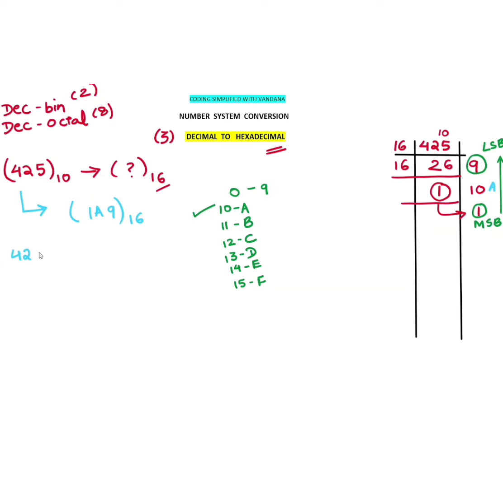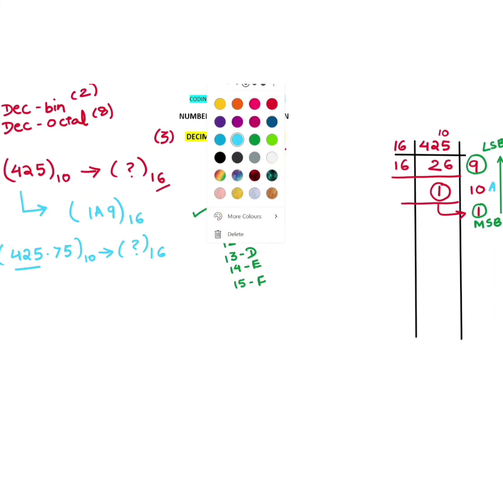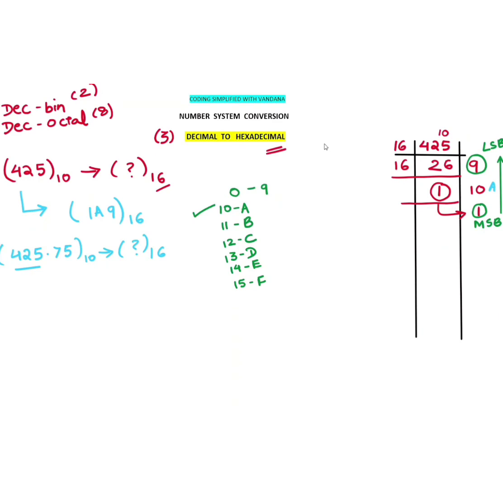So if, for example, the given number was 425.75, that was the decimal number, to be converted to a hexadecimal number. So the integer part has already been converted. So this integer part gives you the answer 1A9. Now after the decimal point, the fractional part has to be converted. So we'll begin with this.